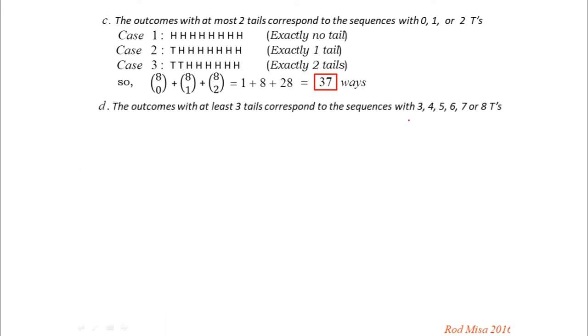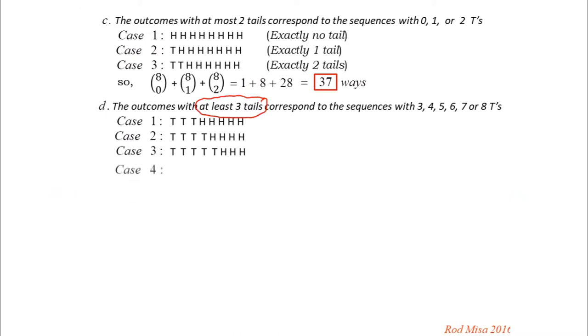Now, let's proceed to our fourth question there. When you pay attention to at least 3 tails as an outcome of tossing a coin 8 times. And take note that the clue words here are at least 3 tails. So when you say at least 3 tails, you consider an outcome with exactly 3 tails, and also another case having exactly 4 tails, and also having exactly 5 tails, or 6 tails, or 7 tails, or exactly all of them are tails.